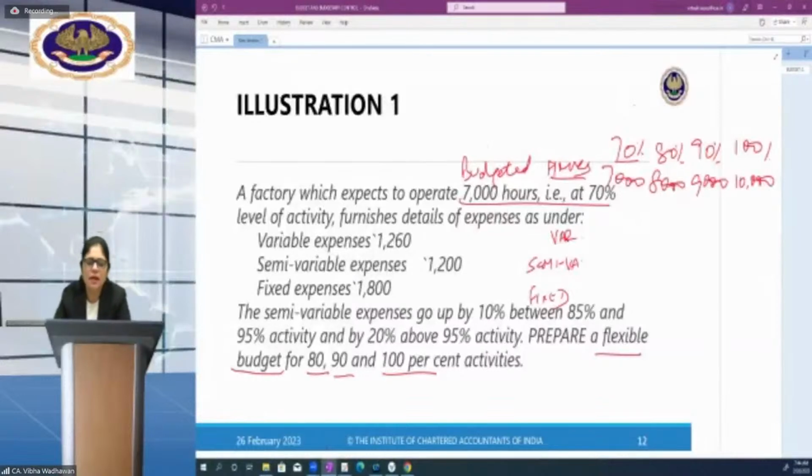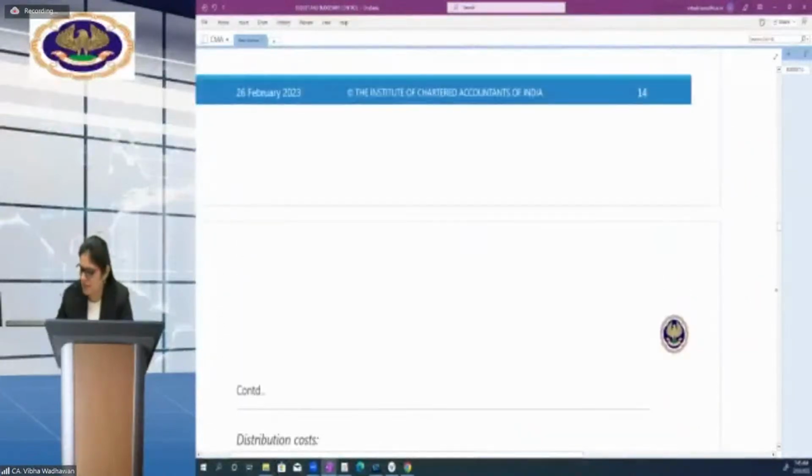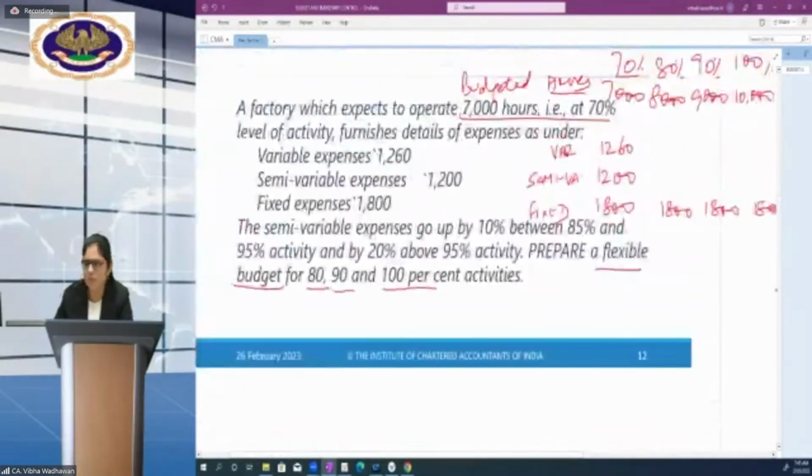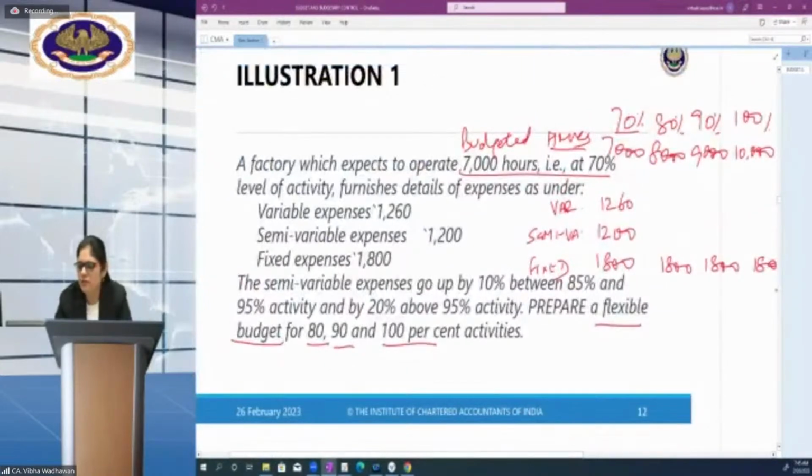Clear? Coming to the question. Variable expenses 1260, semi-variable 1200, it's given for 70%, and fixed expenses are 1800. Fixed expenses will continue to remain 1800 because these are fixed expenses. So this will be 1800.